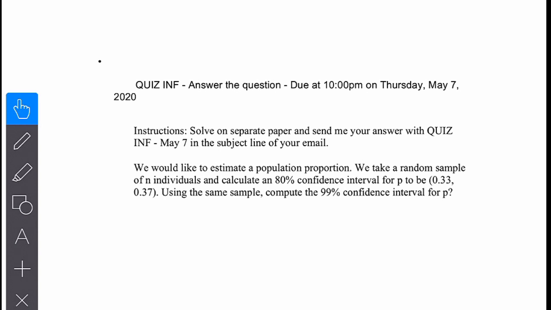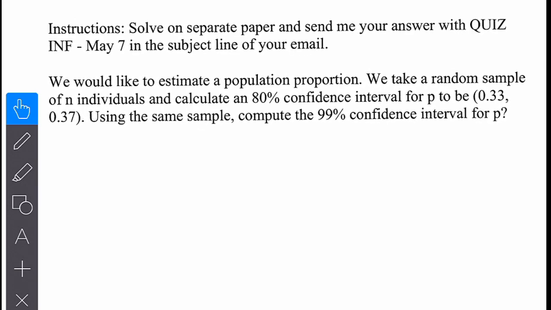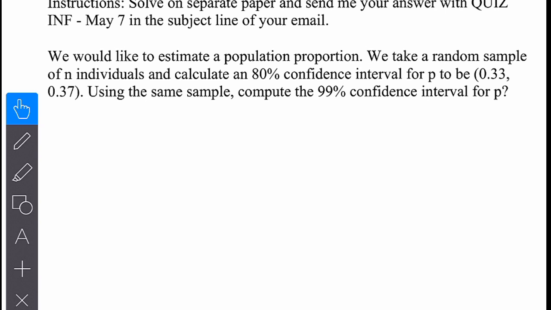So I was just setting up and introducing the quiz questions. It looks like people were really happy about having the opportunity to complete more quizzes. I got several, but I haven't graded them.